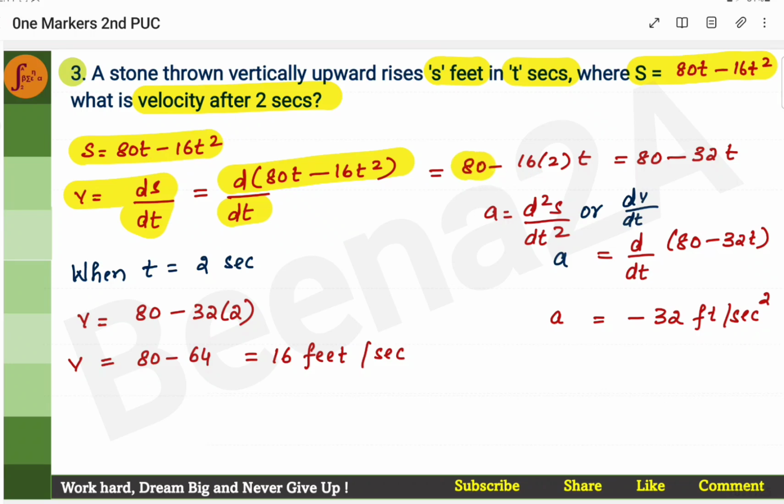The derivative of 80t is 80. Derivative of 16t square is 16 into 2 into t. That's the derivative of t square. So you'll get 80 minus 32t. Now you'll have to find the velocity after 2 seconds. That means t is 2 seconds. So I have to substitute 2 here. If I substitute 2 here, I'll get 16 feet per second. This is the velocity.